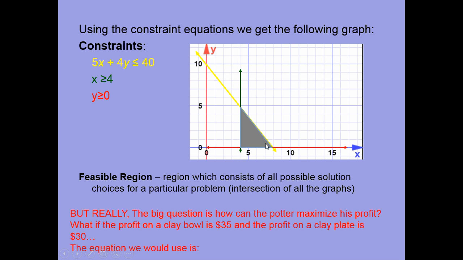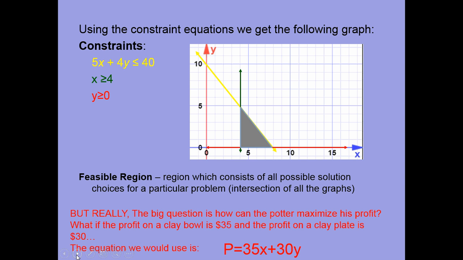Any point in this gray region would be fine, but he wants to choose the ones that would make him the most money. So what if the profit on a clay bowl is $35 and the profit on a clay plate is $30? Well, then he would set up a profit formula. Profit equals 35x plus 30y. And he would use that to test some points in that gray region to see which ones make him the most money.